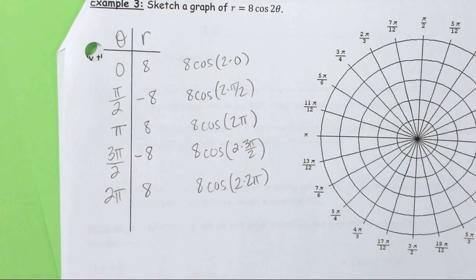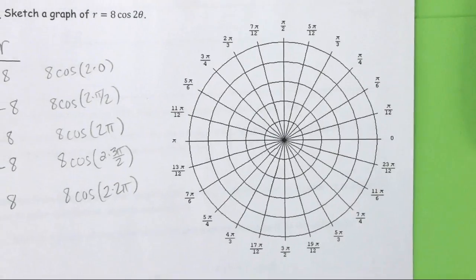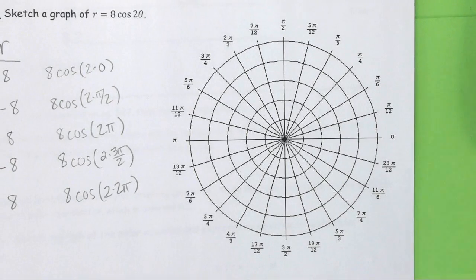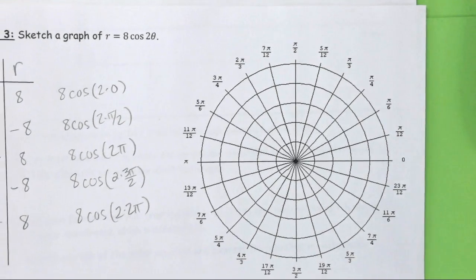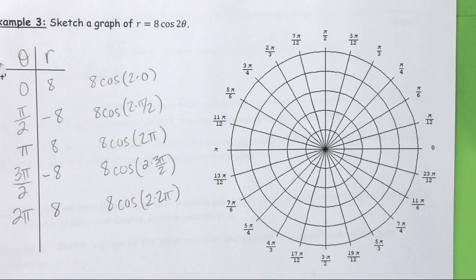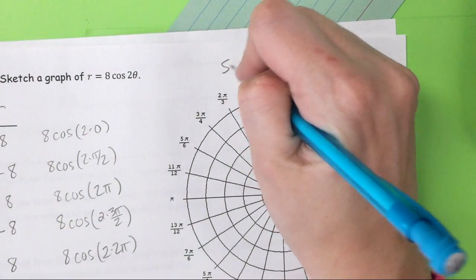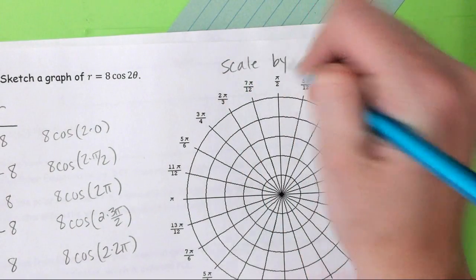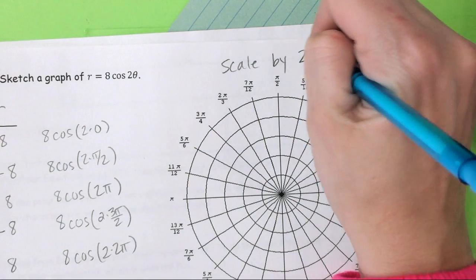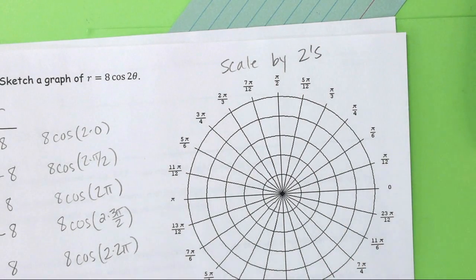Okay, so if I just plotted those points on the graph, that's not going to give me a good look at what's happening. Now, when I go to plot my first point even, if I go 0, 8, I run into a problem, right? There's no 8. So if you need to scale that by something else, that's fine. This is all I want you to write: scale by, and then whatever you want to go by. So in this case, we'll go by 2s. So at the top of your graph, just write scale by 2s, and then I'll know.